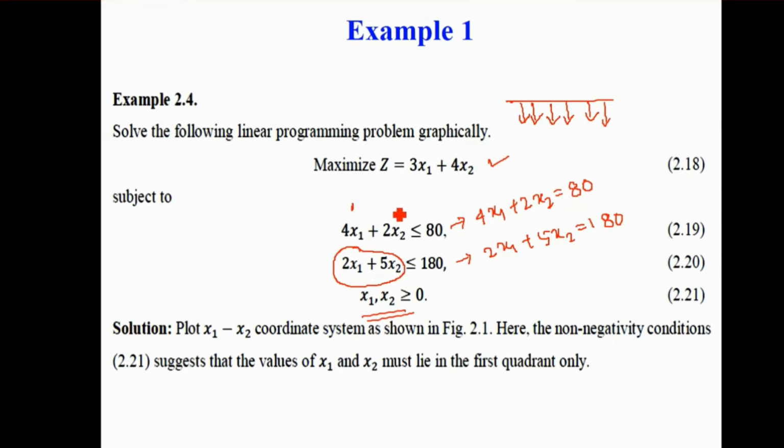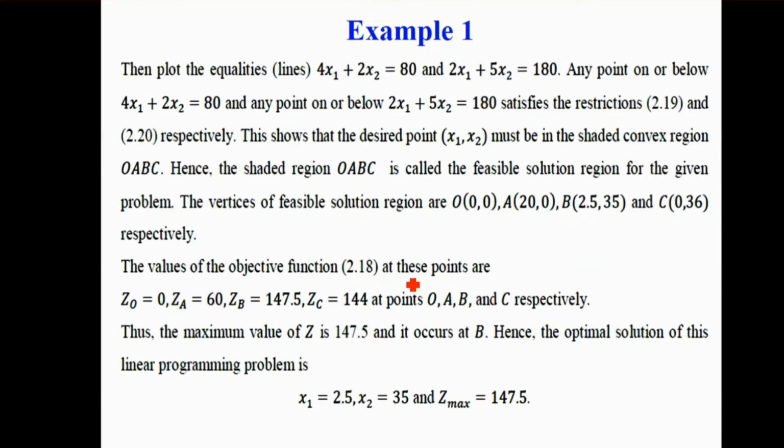So if I take 0, 0, then it is satisfying. If I take x1 as 0 and x2 as 0, it is satisfying. So 0, 0 is also considered. So you have to keep in mind these three. And then we have to create the region. Now we will see how we can do it.